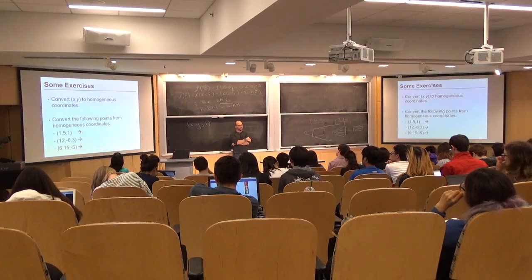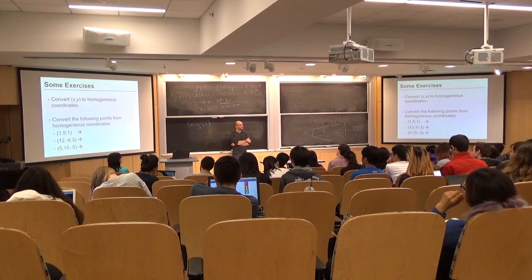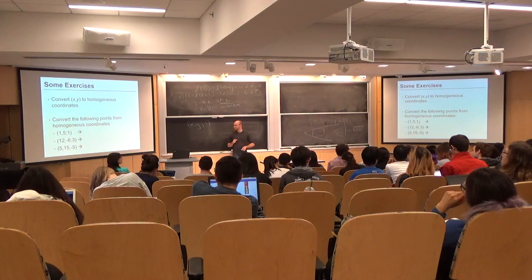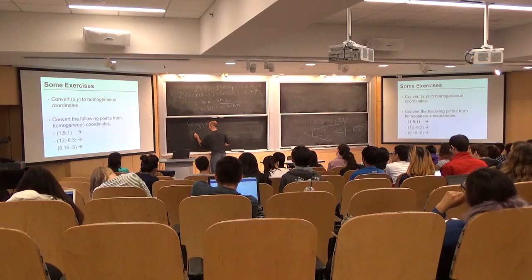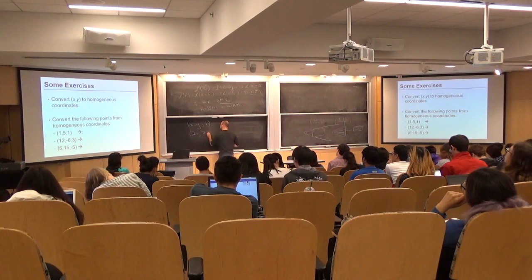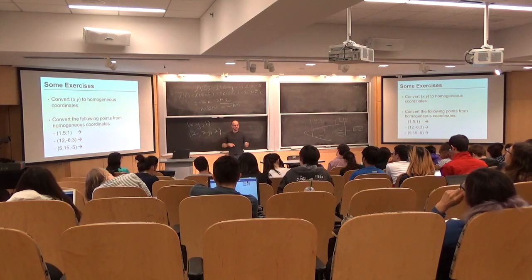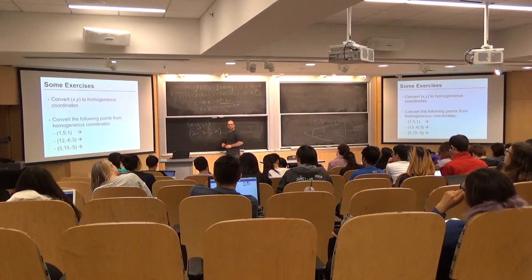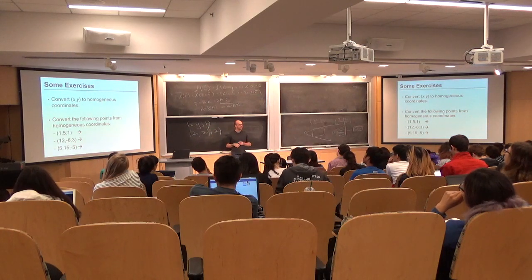Can somebody give me a different expression of x, y in homogeneous coordinates? Yes? 2x, 2y, 2. Yeah! 2x, 2y, 2. These are equal in projective space. Okay? How about a third one?